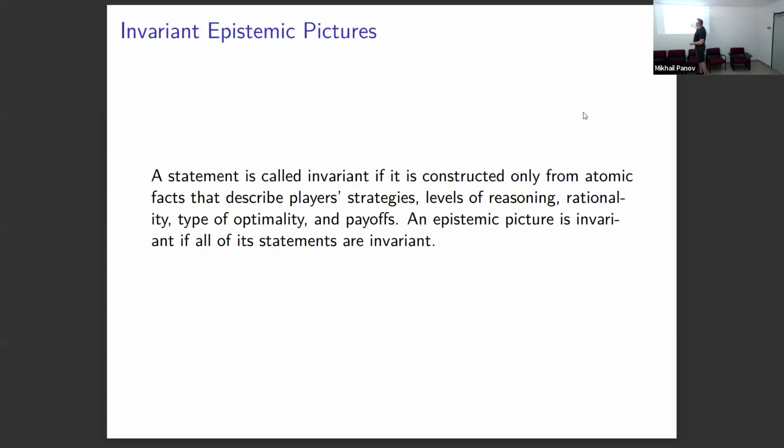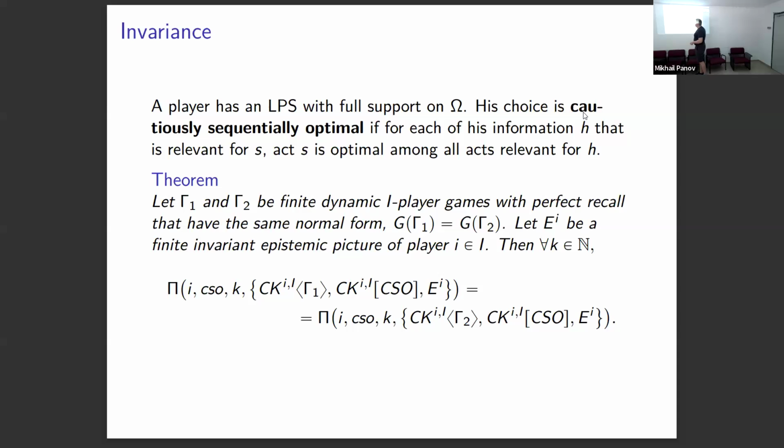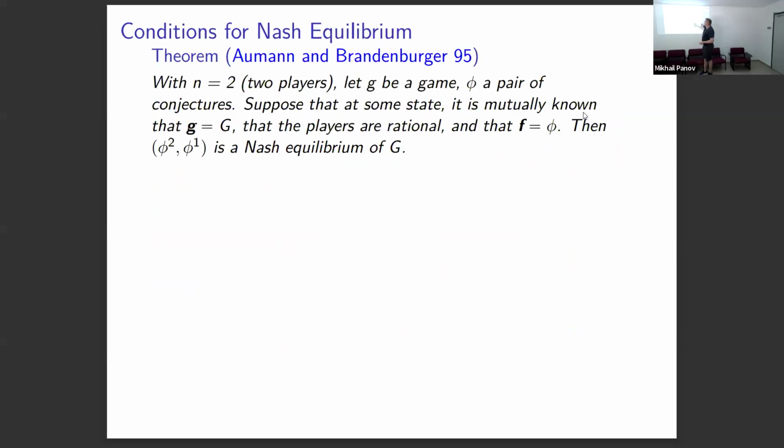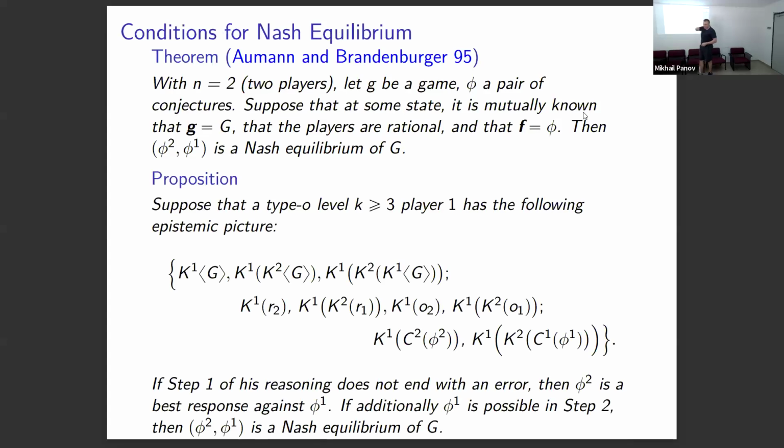Then there is some theorem about invariance. Let me skip it here because I need an extra language. Applications. This is the last one I want to show. The conditions for Nash equilibrium. This is a two-player version of Aumann-Brandenburger. This is literally their theorem. They say, suppose it's mutually known that G, mutually known that players are rational, and mutually known that their assessment is phi. Then the assessment is a Nash equilibrium.